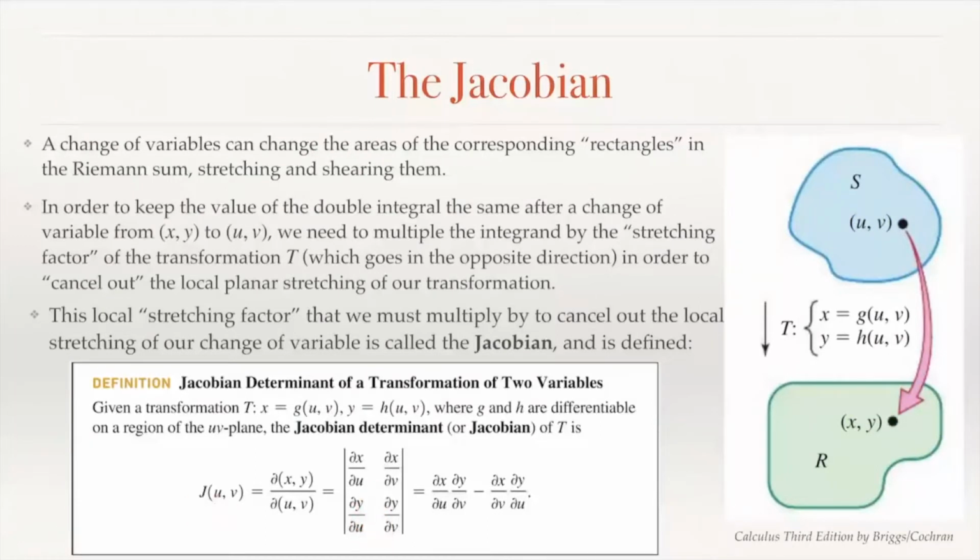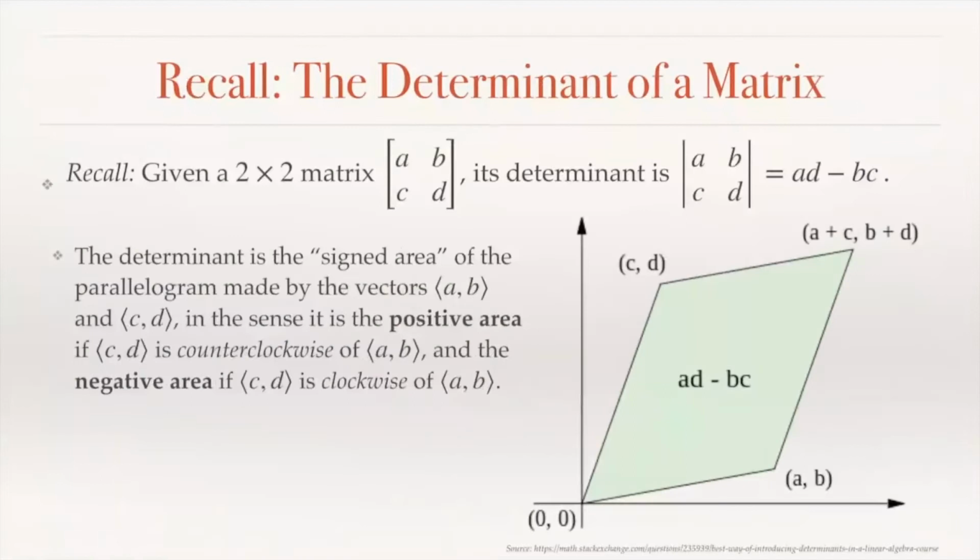J of uv is this determinant. Both of these are just different notations. I'll be avoiding this notation. I'll just be using J of uv, and so does the textbook. And why is it this determinant? Recall that the determinant of a 2x2 matrix is the area of the parallelogram that the vectors in the matrix form. We touched on this briefly.